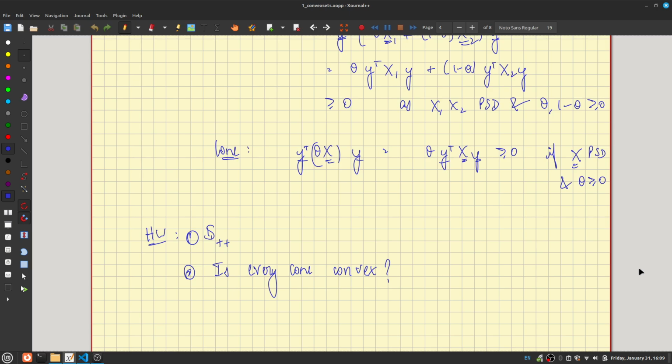But in general, if you take any two cones, is the union of two cones also a cone? Think about it a little more. Two rays in different directions. Is this not a cone? So two rays in two different directions, both starting from the origin, mind you. Is this a cone?